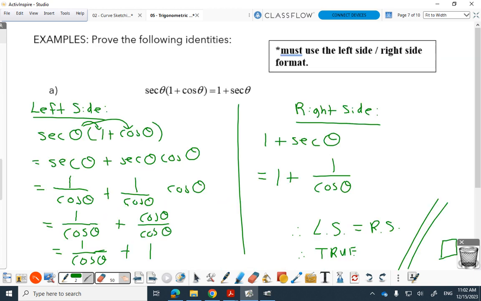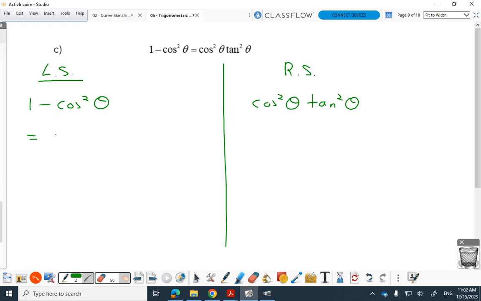But I could write, instead of 1 minus cos, I could write sine squared theta. That's a pretty good situation. Okay?